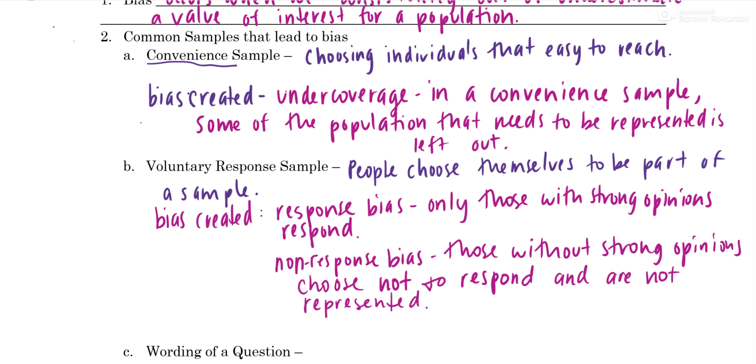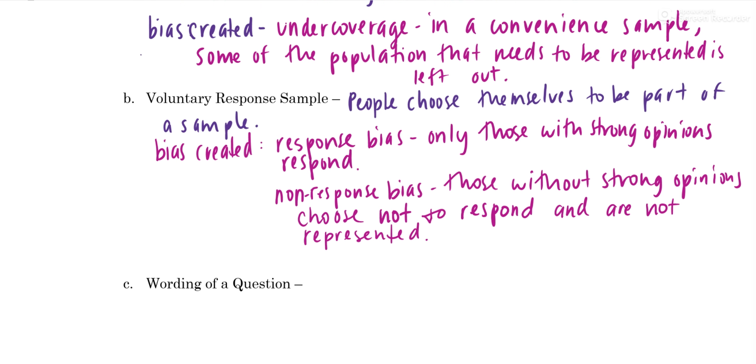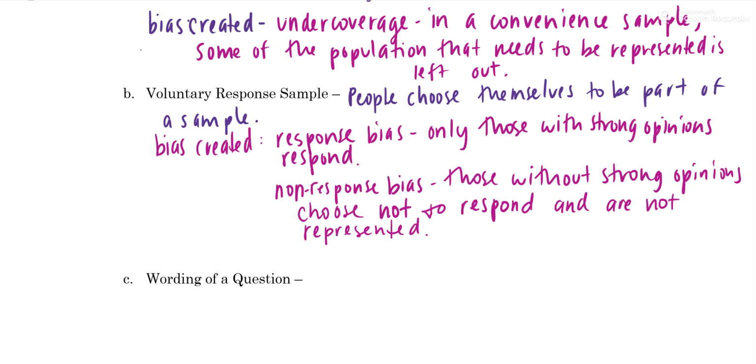So voluntary response samples are bad because you have 2 types of biases created because people can choose to either not answer the survey or to answer the survey. The issue with voluntary response biases, though, is this, which is sometimes you can't force somebody to answer a survey. So the only way you're going to get any information of any kind is to make it voluntary. So you understand why people use voluntary surveys, mainly because there's not really any other options, but just beware.